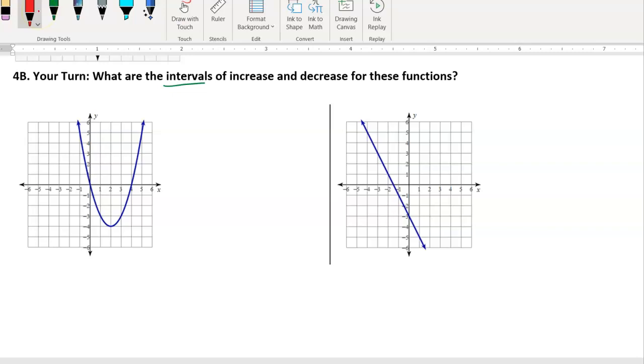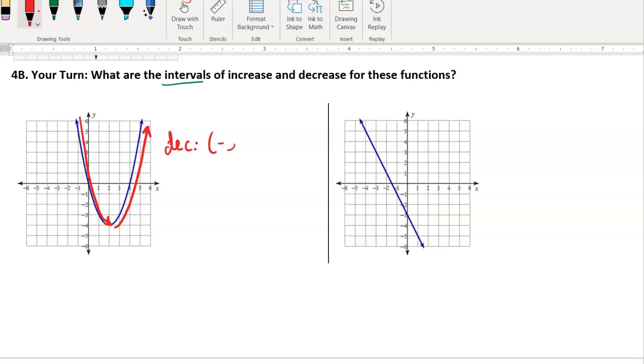All right, let's see how you did. So for this first one, again, we're reading it from left to right. It's decreasing until we get to that point, and then after that, it's increasing. So we would start where it's decreasing. It's decreasing from when x is negative infinity to when x is 2.